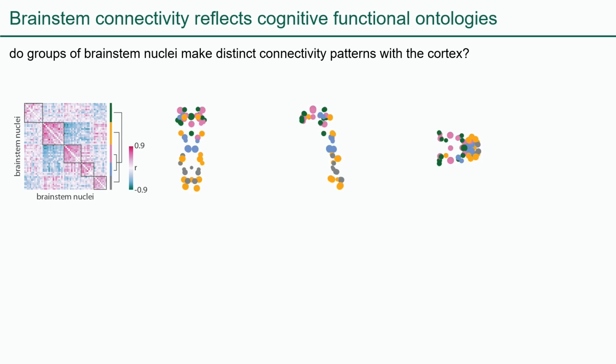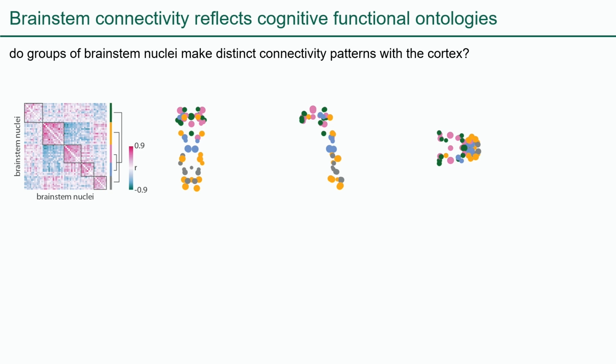Here I've colored the brainstem nuclei in terms of their clusters. This isn't the only clustering solution that looks nice. There are a couple of others. That's what that little dendrogram-looking thing on the right is trying to show, how these clusters get combined depending on the scale of this analysis. But the point is that we can cluster these brainstem nuclei in terms of how similarly they are functionally connected to the cortex, and we get these groups of nuclei.